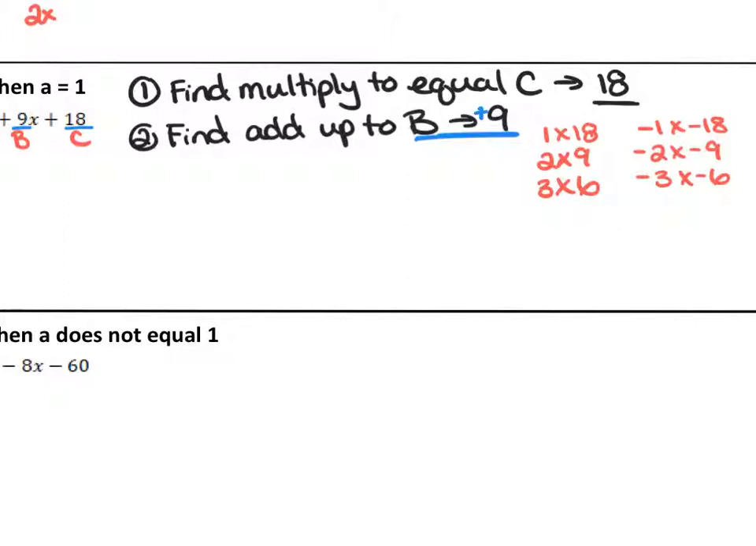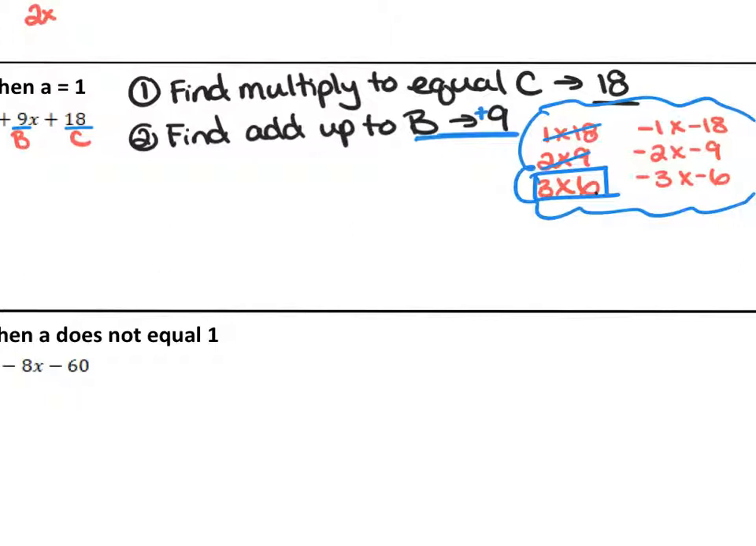So we just look at these different sets and try to figure out which ones add up to 9. 1 plus 18 is 19, so obviously that one doesn't work. 2 plus 9 would be 11, that doesn't work. 3 plus 6 equals 9. So that is the one we're going to use, because 3 times 6 makes the 18, and 3 plus 6 makes the 9.